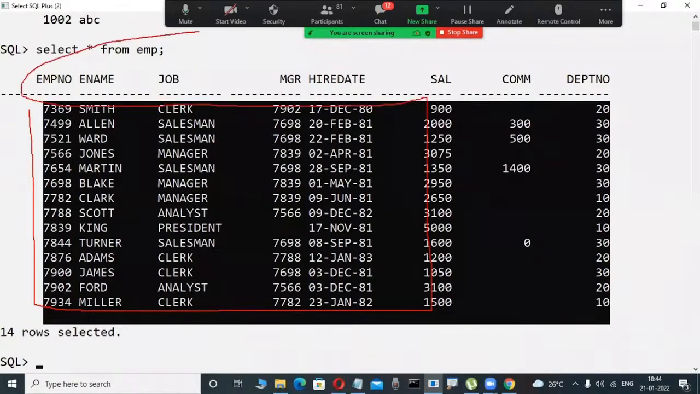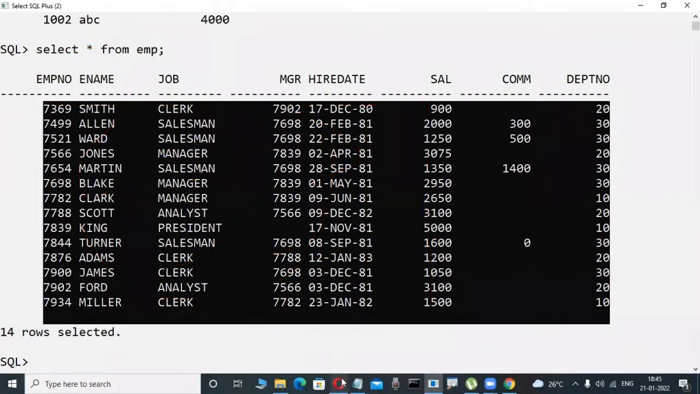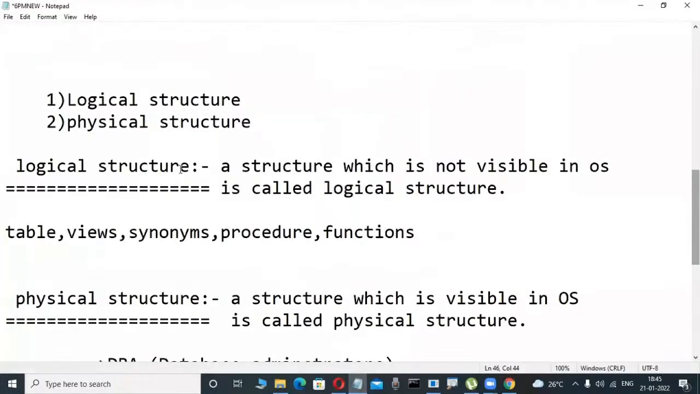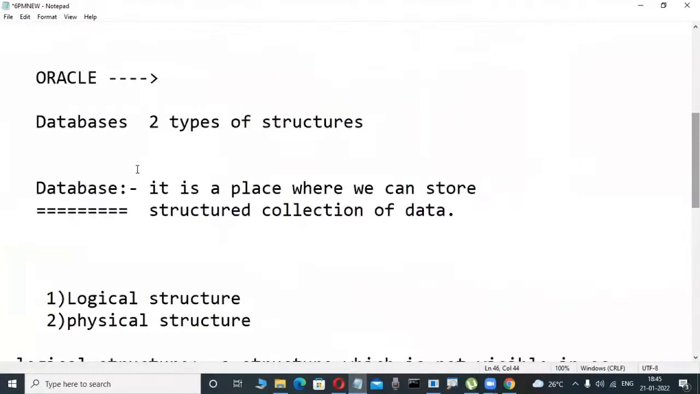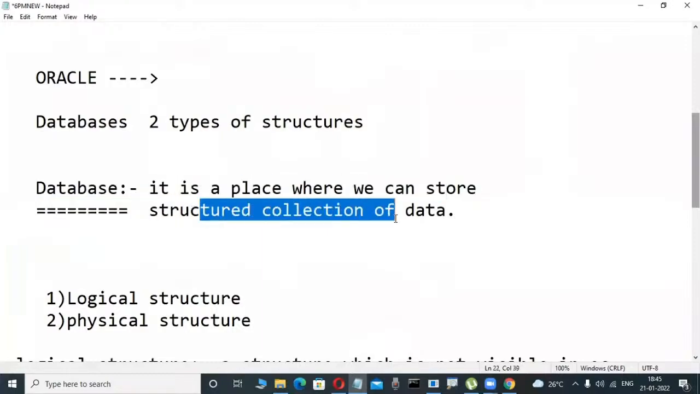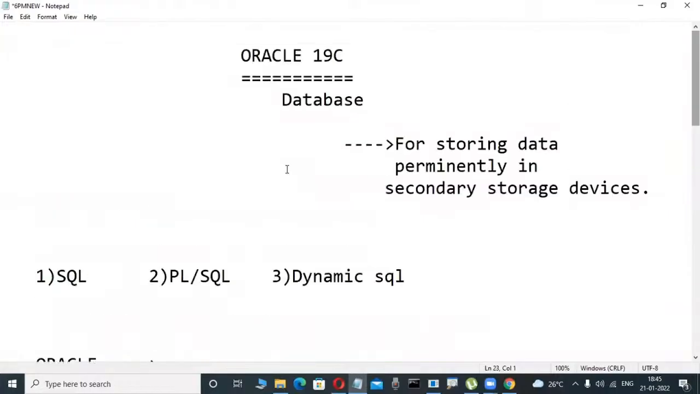So a database is a place that stores a structured collection of data, because we are learning the relational database, logical side. That's why, in books, or when we type in Google what is a database, two definitions are there, but most of the developers write that it is a place where we can store a structured collection of data. Understood?